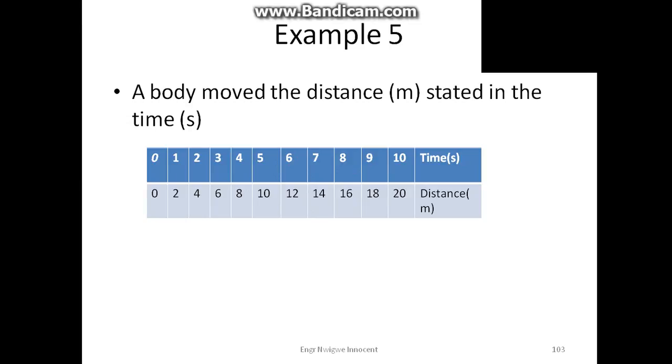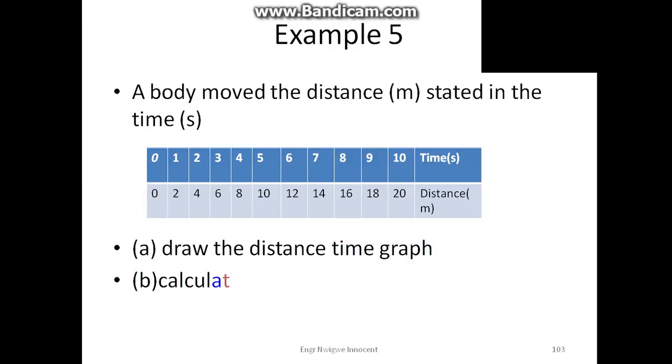When the time is 8, the body distance is 16. When the time is 9, the body distance is 18. When the time is 10, the body distance is 20. From this table, you are asked to draw the distance time graph. B. Calculate the velocity of the car from the graph.